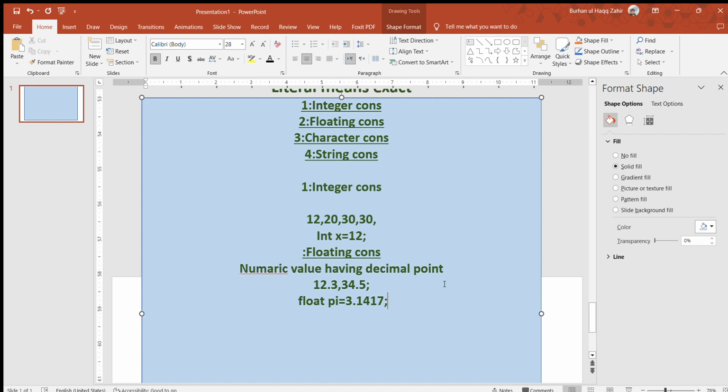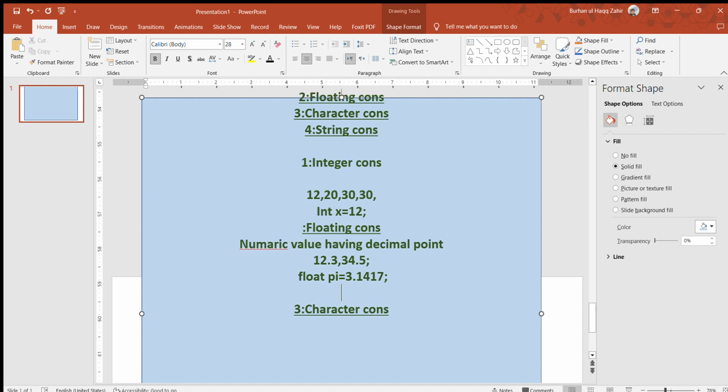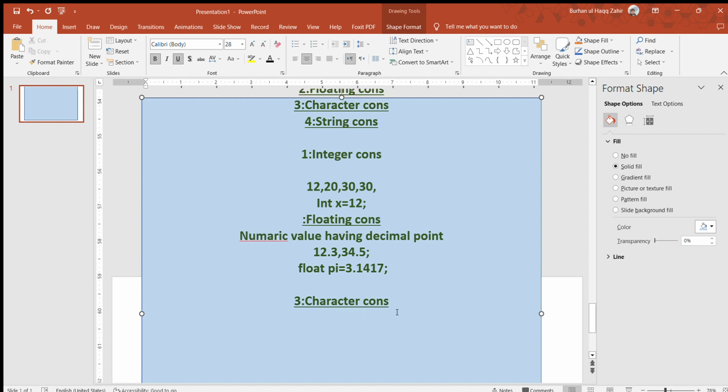Next we have the character constant. So here we are writing that. What is the character constant? Obviously it shows by its name, like a package shown by its own cover. A single character, digit, or special character that is enclosed in single quotes is called a character constant.